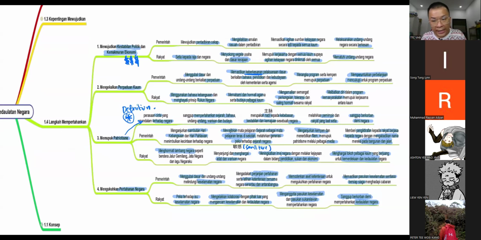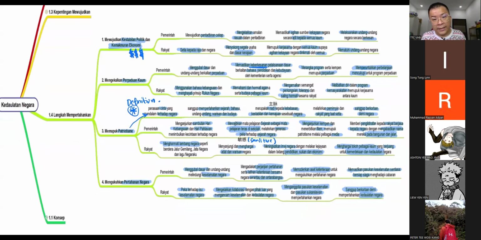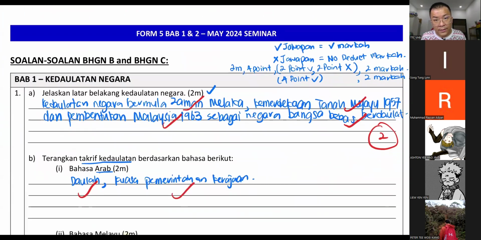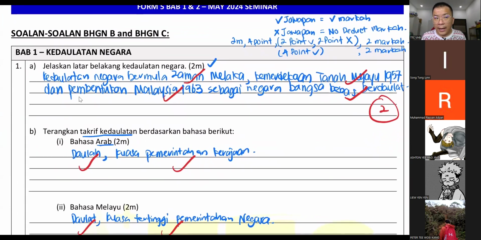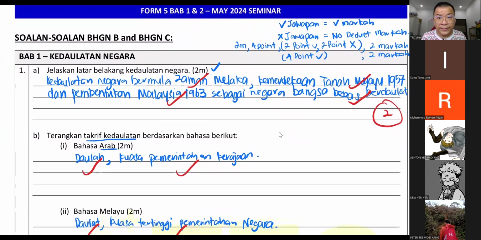Okay, so I will go to the latihan now. Okay, so as for the latihan, the latihan is actually at page number 7. Okay, so now I share with you some scoring technique. Okay, so now you can go down to this part called page number 7. So exam, if they ask you jelaskan latar belakang kedaulatan negara, 2 marks.